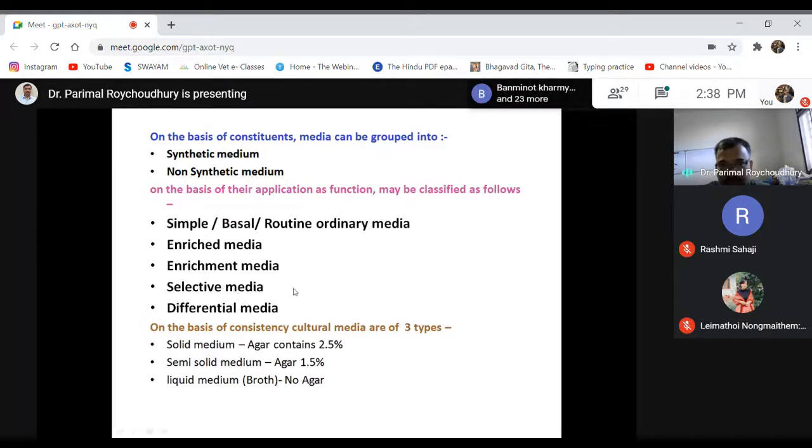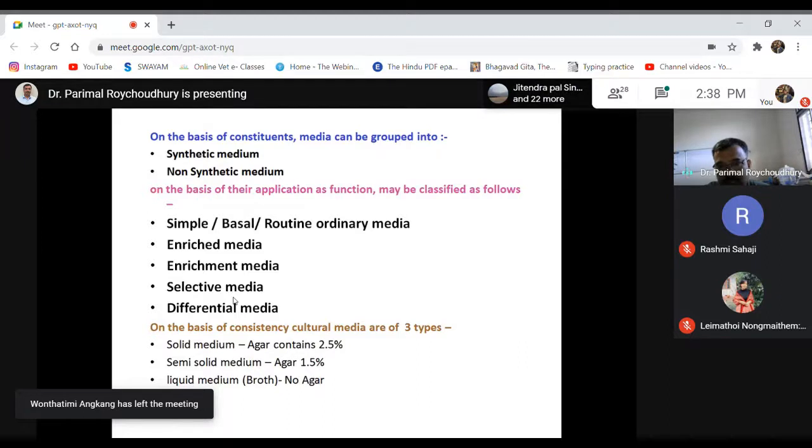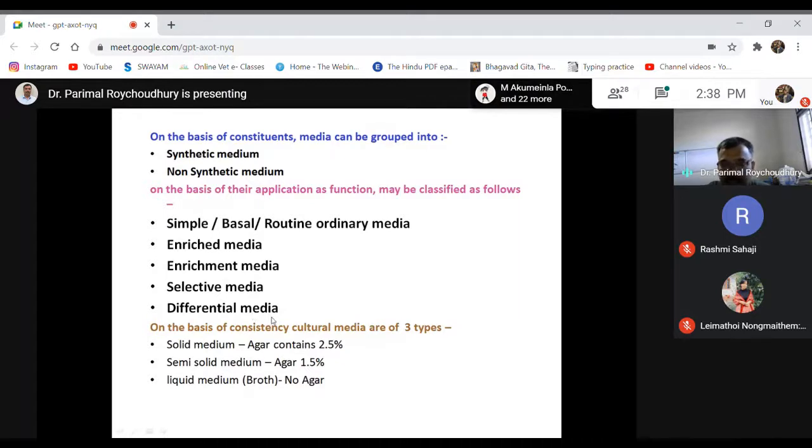Selective is another kind of media which selectively supports the growth of one kind of bacteria while suppressing others. As you know, bacteria remain in mixed populations in nature. So if you know the selective requirement of your bacteria, you can design a selective media that can be used for their growth and multiplication. Similarly, there is differential media. This is the most widely used media, which can differentiate bacteria on the basis of their cultural characteristics.